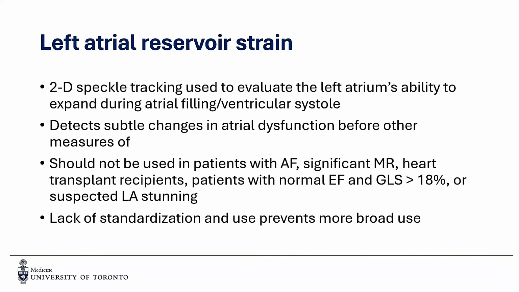First of all, atrial fibrillation, and this makes sense because the chaotic contraction of the atria makes speckle tracking very difficult. We really shouldn't use it also in significant mitral regurgitation, because the regurgitant jet itself can artificially increase your left atrial strain by increasing the volume that the atrium has to accommodate. It's not very useful in heart transplant recipients as well, just because of the atrial remodeling that can occur long-term with graft dysfunction and also immediately following the transplant process itself.